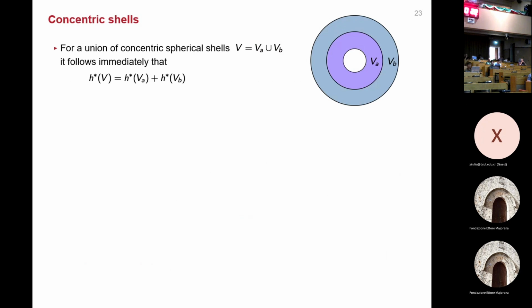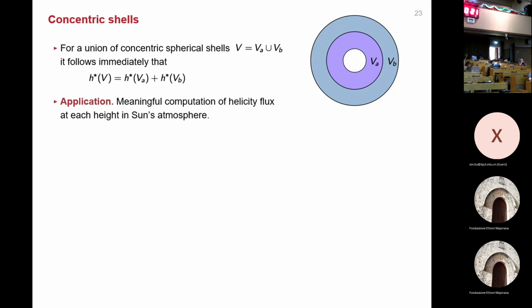So a nice property that this has is a sort of additivity, when you consider concentric shells. If I divide up my domain into two concentric shells, VA and VB, then H star of the whole domain is just the sum of the two. This follows because everything is defined by integrating over individual spheres, so you can just add them up. But that's actually quite an important property because it allows you to make a meaningful definition of helicity flux from one layer in the atmosphere to another.